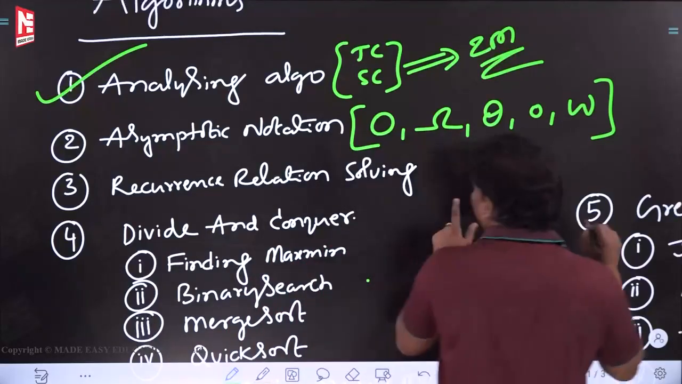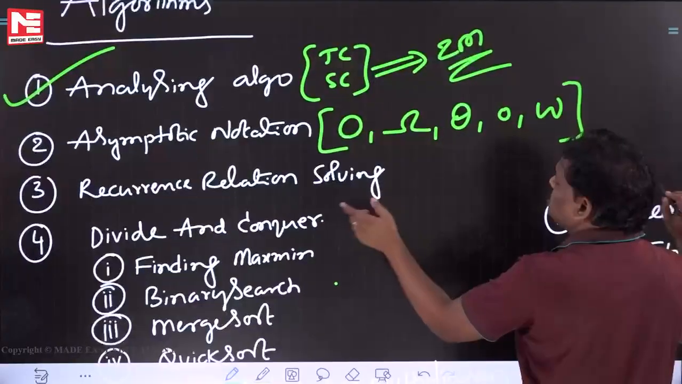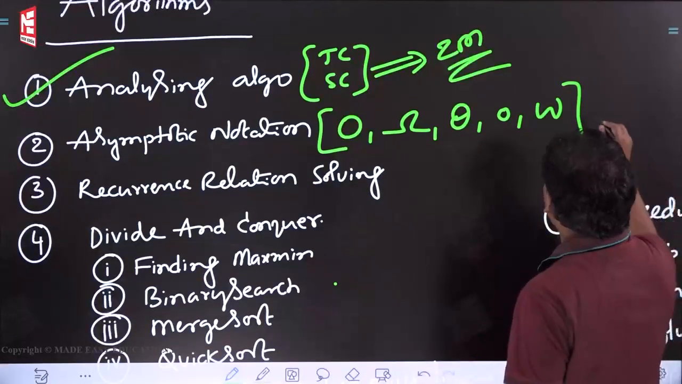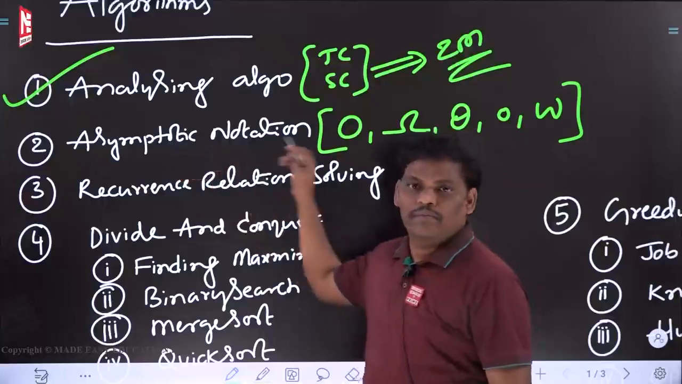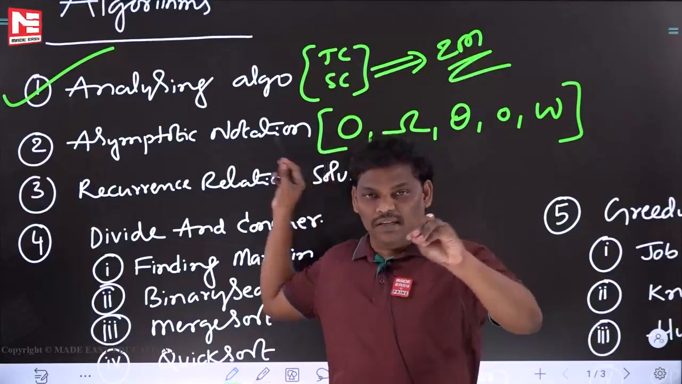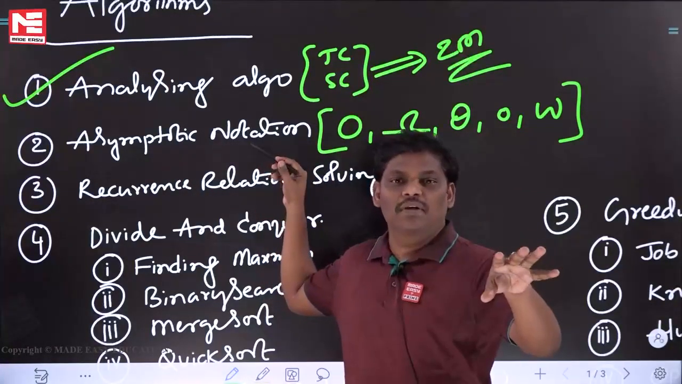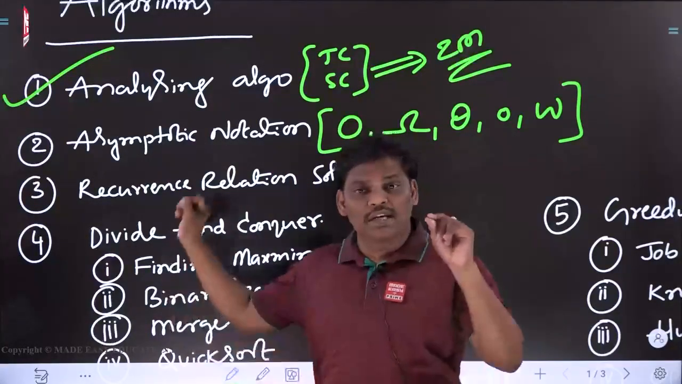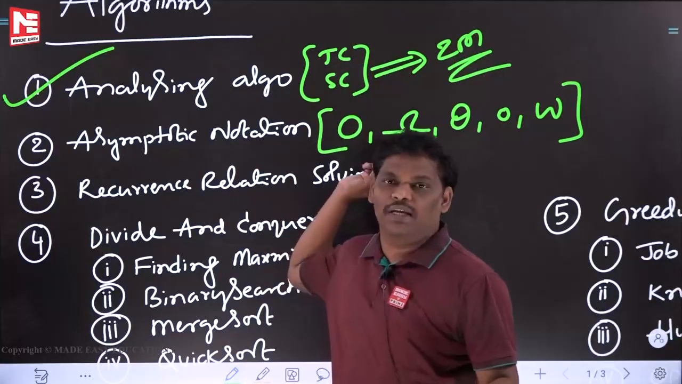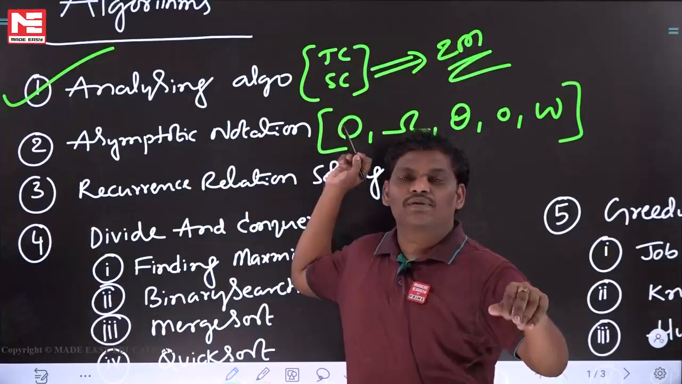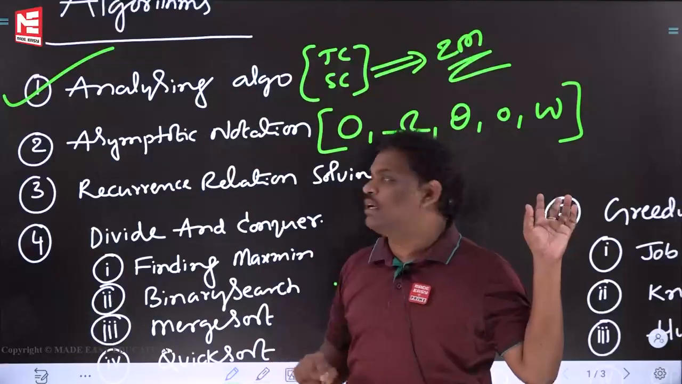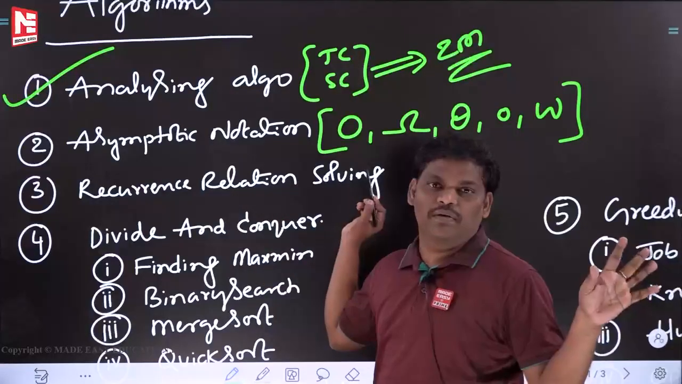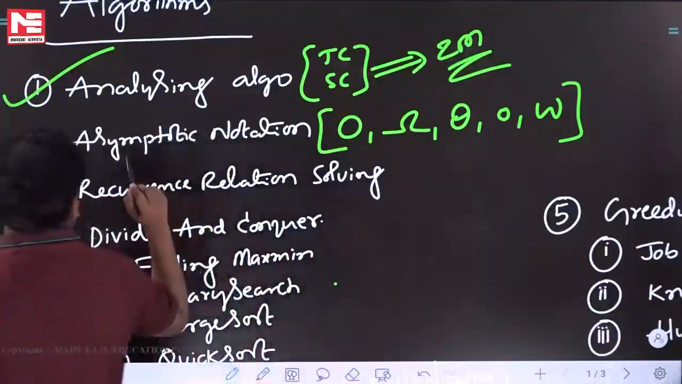Indirectly or directly, in the algorithm subject in the examination, assume that 10 marks come from the algorithm subject in the GATE examination, mostly 5 marks are based on this only. Indirectly or directly, 5 marks belong to asymptotic notation. It is really important, please take care. In time complexity also, asymptotic notation is required. Next topic, recurrence relation, also time complexity. Everywhere it is required. It is a very important topic in the algorithm subject itself.